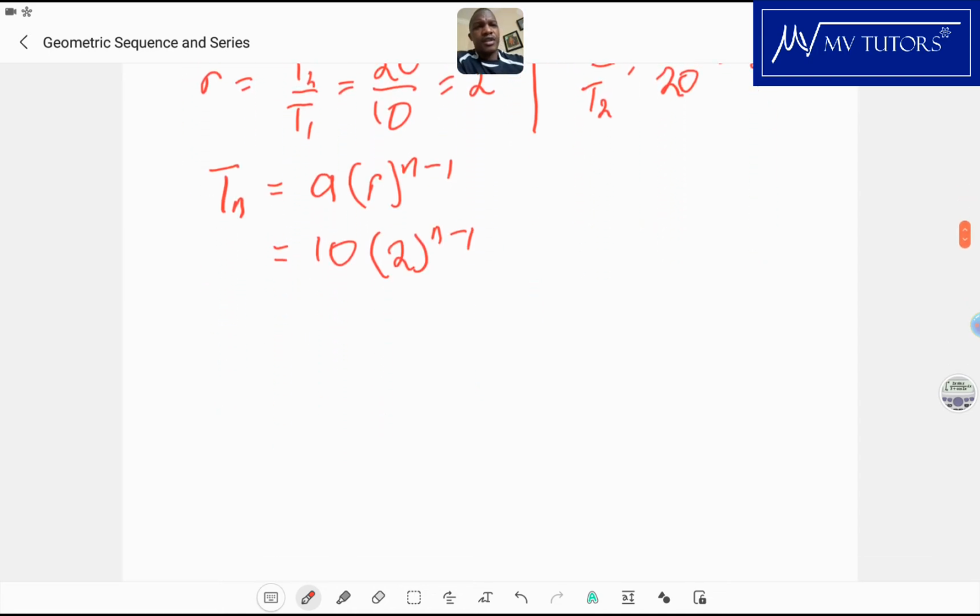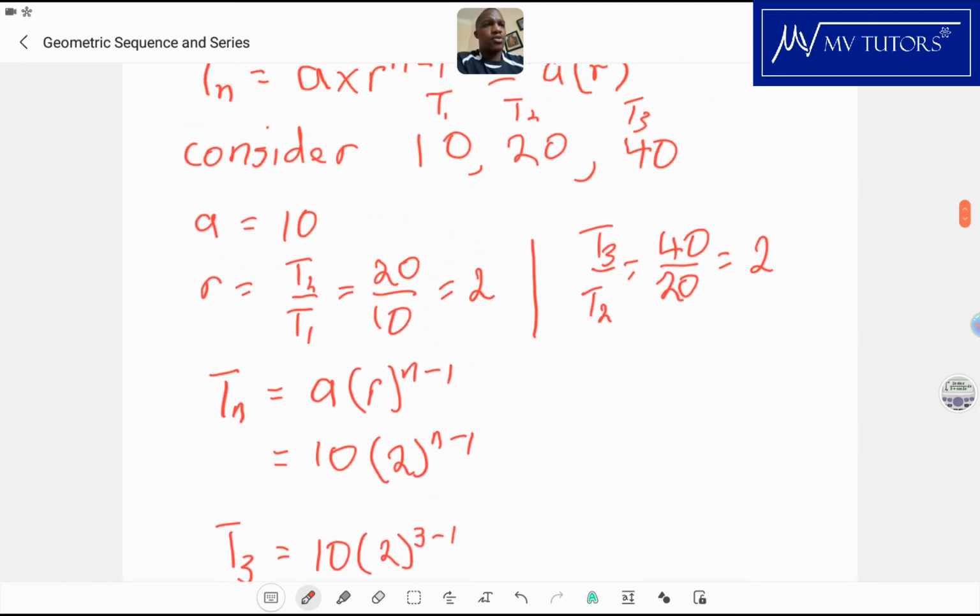Now, if they ask you to calculate a certain term, say for example, I generally like to calculate term 3 just to confirm that our formula is really right. Remember, it's 10, 2 to the power n. Instead of n, now n is 3, minus 1.